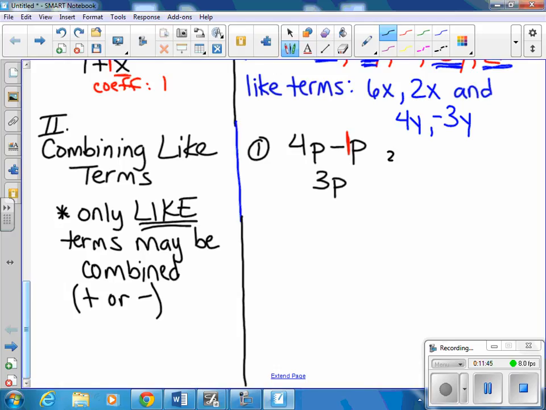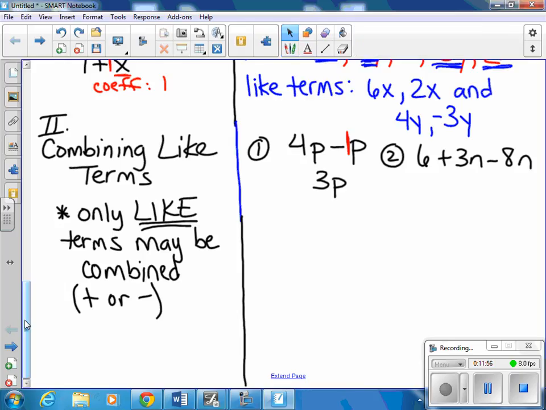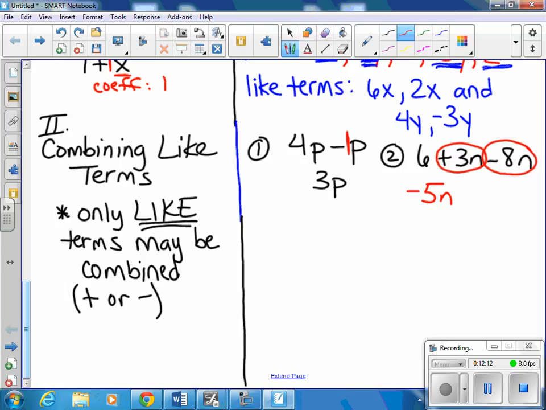The next one, if we have 6 plus 3n minus 8n, you can only combine the terms that are like each other. So 6 is not like anything else because it doesn't have a letter, but the other two are like each other. Positive 3n and minus 8n are like each other because they both have n's. So you do exactly what it says, 3 minus 8, that makes negative 5, and then put the n. Now the 6 that's up there has nobody to go with it, so it doesn't just drop out of the problem, it just goes into the back.